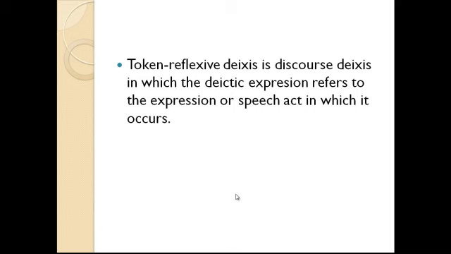Token reflexive deixis is discourse deixis in which the deictic expression that has been used is referring to the expression or speech act in which it is occurring. So this is a situation where a deictic expression is used to refer to an expression in which the deictic expression itself is occurring. An example would do more to clarify. Let us look at this one. "I hereby apologize." Hereby is the deictic expression. And what is it referring to? It is referring to an expression in which the deictic expression itself is occurring.